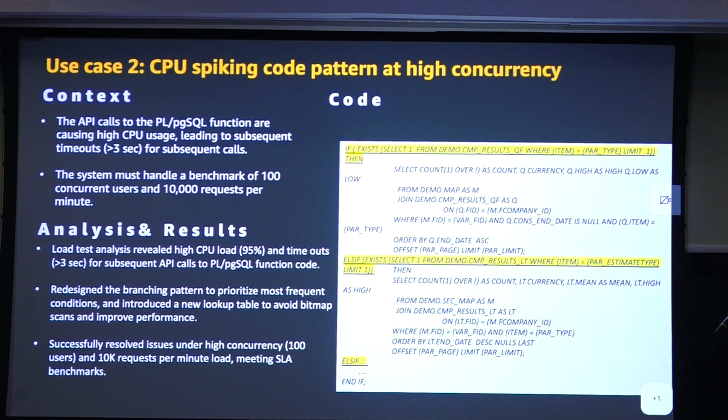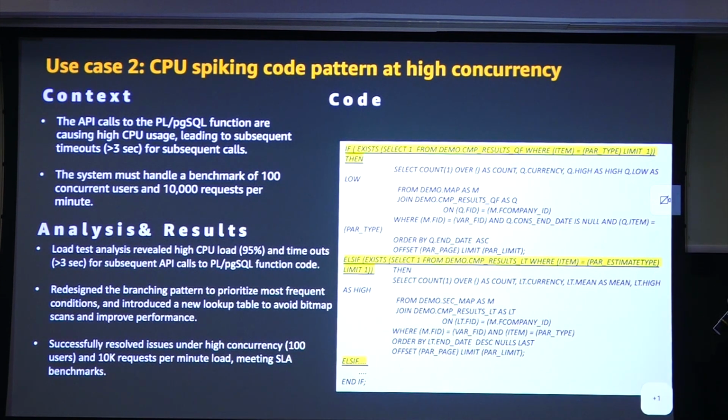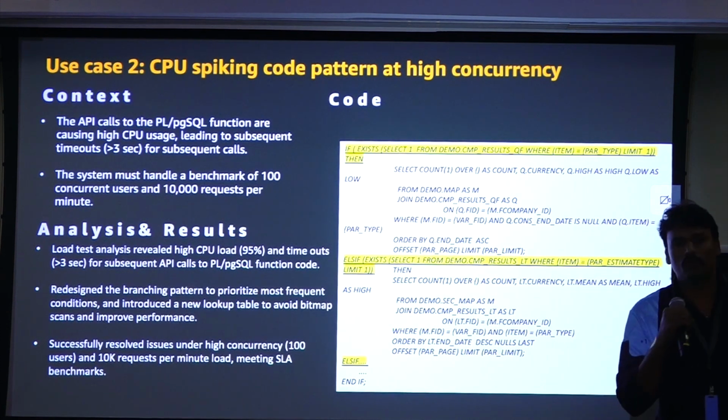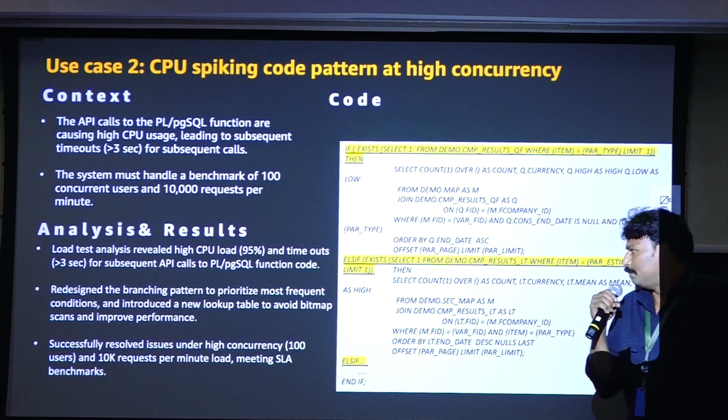To fix this, we know that the bitmap scan is the key. So we first avoided the bitmap scan intermediately by changing the branching to the most frequent. For example, there are 6 branching conditions, and we know which is the most frequent. We ordered the most frequent to the top and the rest lower, so that at least we get the most probable one first. And then we introduced a new lookup table to avoid the bitmap scan.